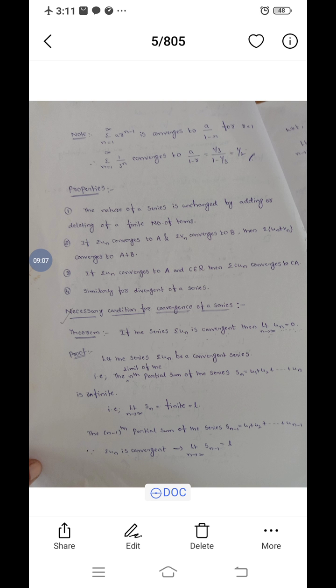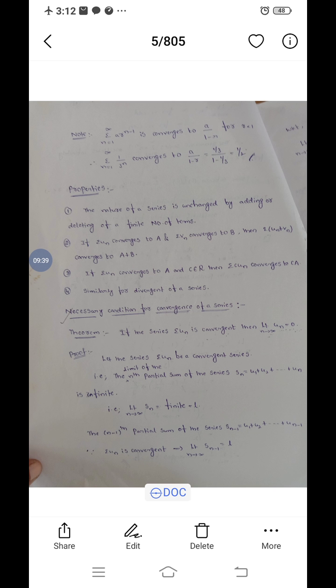Next, summation n equal to 1 to infinity of a into r power n minus 1 is a geometric series, and it converges to a by 1 minus r. This is applicable only if modulus r is less than 1. If r is greater than 1, then you will consider a by r minus 1. Here we have some properties regarding this series. If we add some terms or delete some terms from the actual series, the nature of the series does not change.